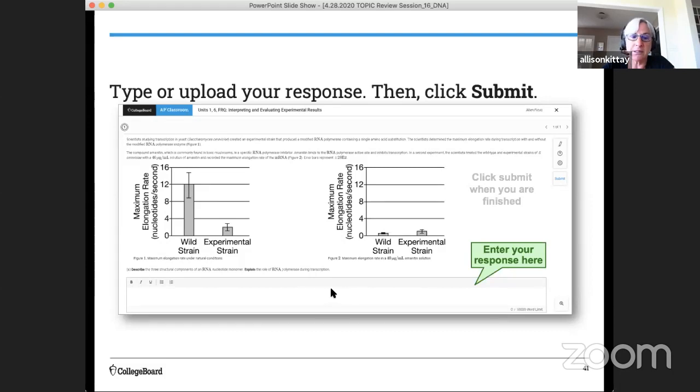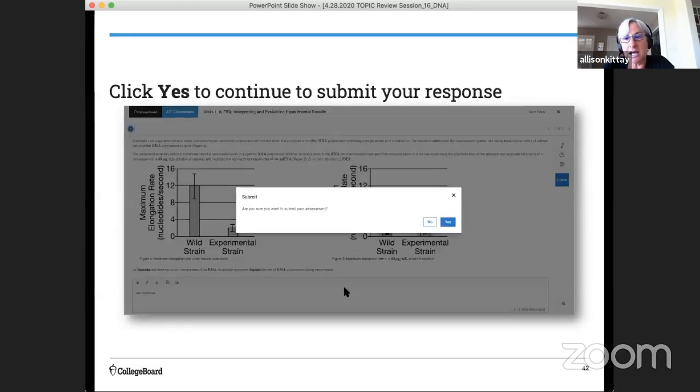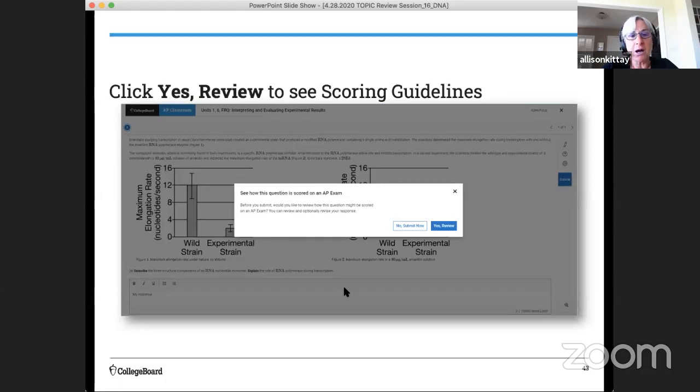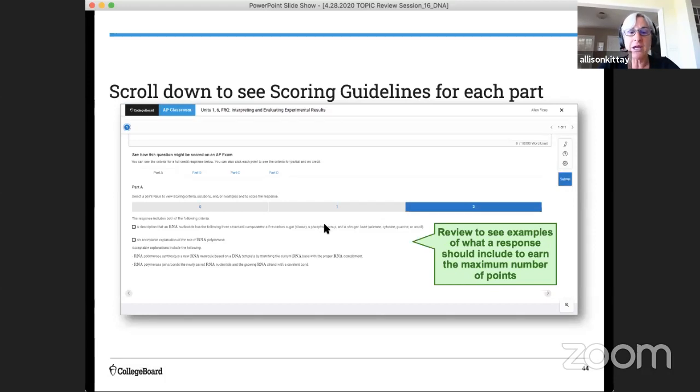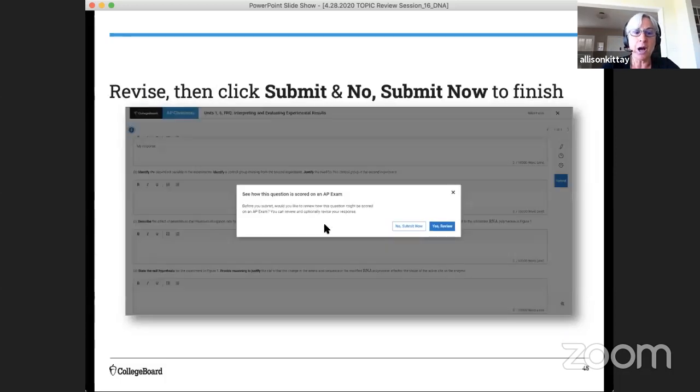Then you go ahead and answer your question. You can actually write in your response in the place provided. And then you're going to get a prompt that says, are you sure you want to submit your assessment? Click yes. Once you click yes that you want to submit, you'll get a box asking if you want to review the responses, the scoring guidelines basically for this question on the AP exam. If you want to review, check it out and then revise your answer, you can click yes. And if you're good with your answer, you already got the best score you can get, then click no. If you click yes, you'll see examples of what a response should look like to earn the maximum number of points. That's super useful. And then you can see how it's scored on the AP exam. So click yes, review, or oops, no, submit now.